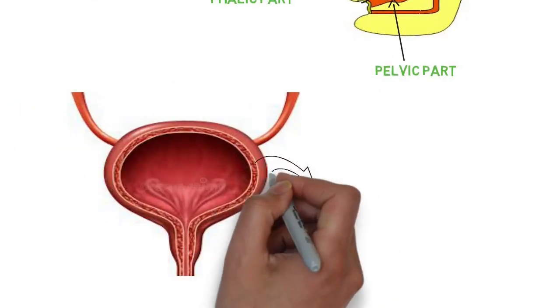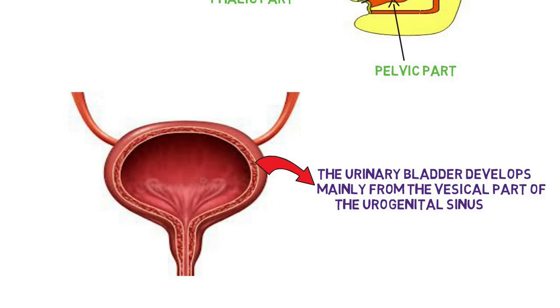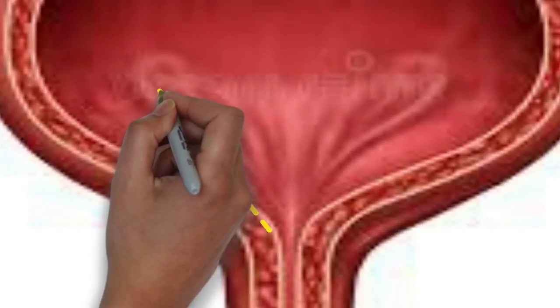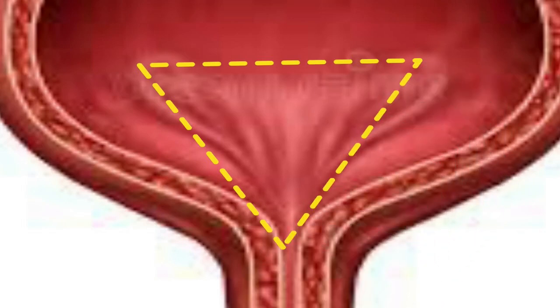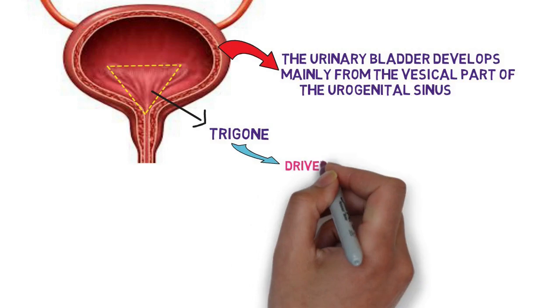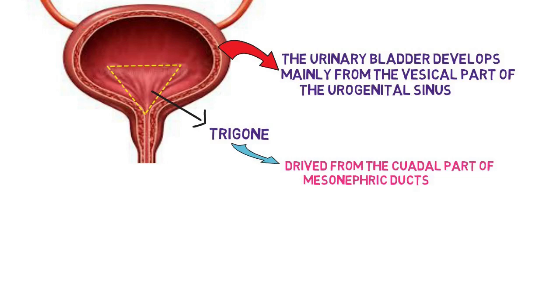The bladder develops mainly from the vesical part of the urogenital sinus, but its trigonal region, which is the triangular region of the bladder base, is derived from the caudal ends of the mesonephric ducts. As the bladder enlarges, the distal parts of the mesonephric ducts are incorporated into its dorsal wall. So these ducts contribute to the formation of the connective tissue in the trigone of the bladder.